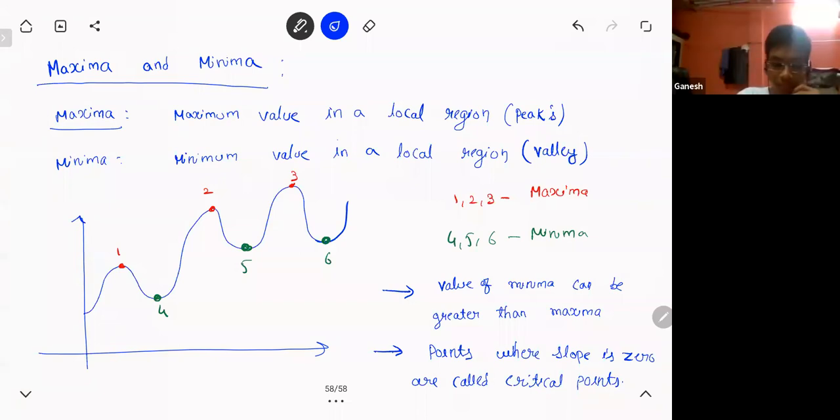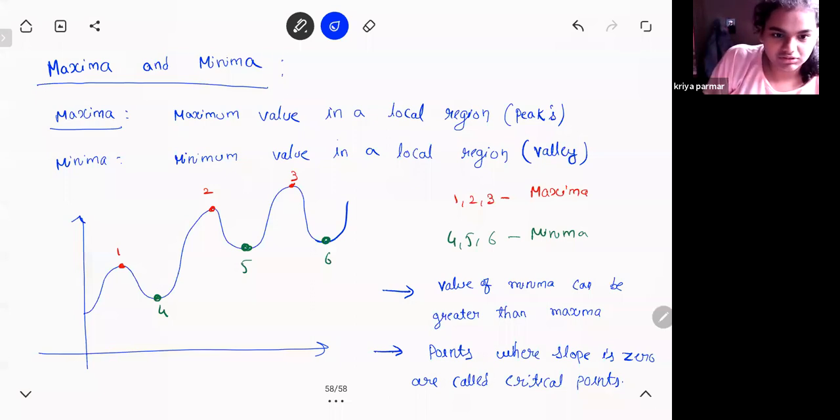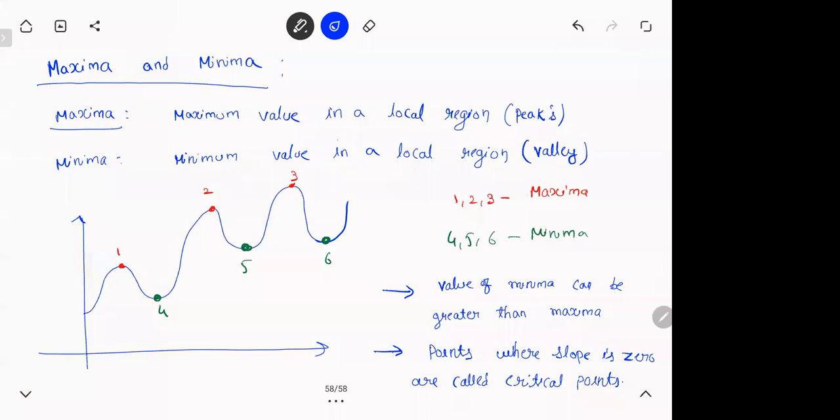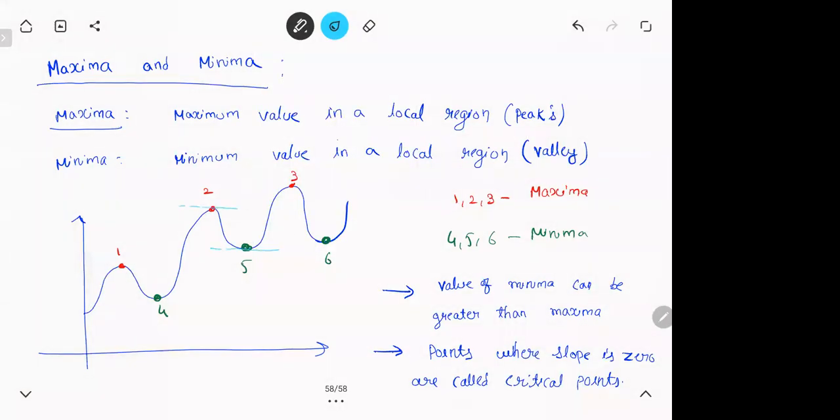Sir, so maximum means the highest value in a particular region, right? A region. Maximum value in a particular local region, meaning in a small area. It doesn't mean it is a maximum value throughout. So maxima, minima are not maximum and minimum. Okay? Where are the critical points in this? Slope is 0, meaning all these are critical points. Parallel lines, slope 0 and all.